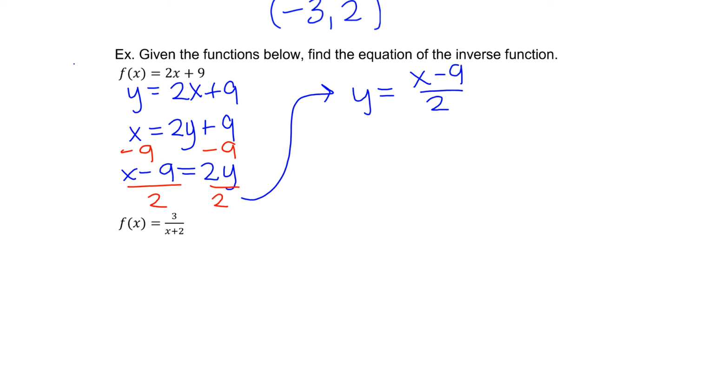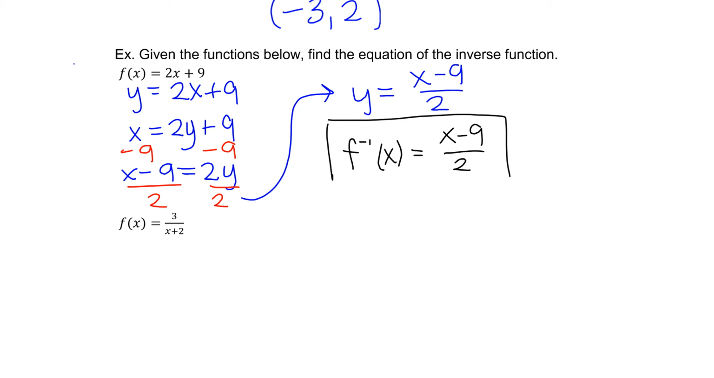And you don't actually have to simplify this further and break it up into separate terms. You can leave it as a fraction. And then to actually write my answer to indicate that I found the inverse, we're going to go ahead and use our notation. So the f inverse of x is going to be (x minus 9) over 2. And this would be my final answer.